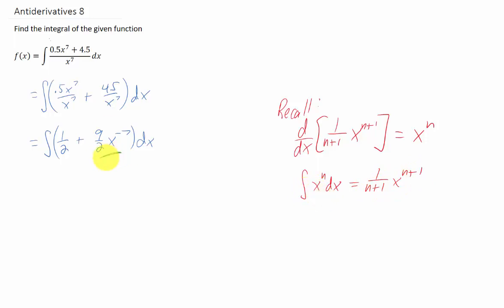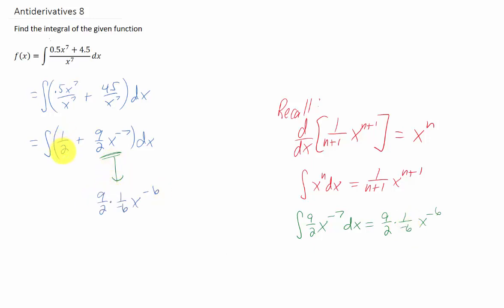Let's take a look at this term right here. If we want the integral, or if we want to integrate 9/2 x to the negative 7, what we're going to do is we're just going to keep that 9/2 there. We're going to raise the power on x by 1 according to this rule here. Negative 7 plus 1 is negative 6, and we're going to divide by that same number. Okay, great. That's going to give us the integral of that term right there.